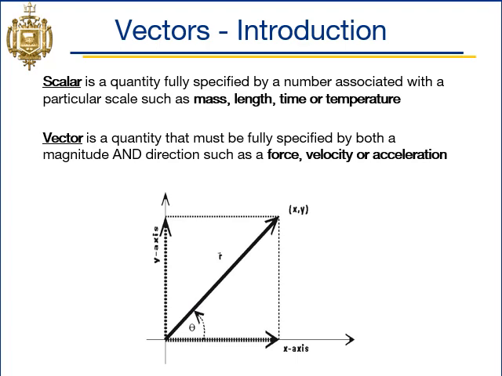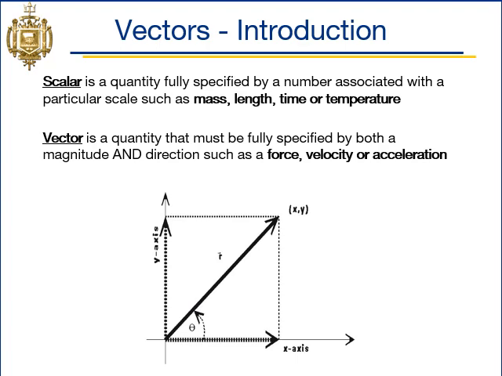A vector, on the other hand, is a quantity that's specified by both a magnitude and direction, such as force, velocity, or acceleration. Velocity is a pretty easy example. If you're in your car driving at 50 miles an hour, you're going in some direction. Maybe you're going 50 miles per hour due east. So you have a velocity, a speed and a direction.